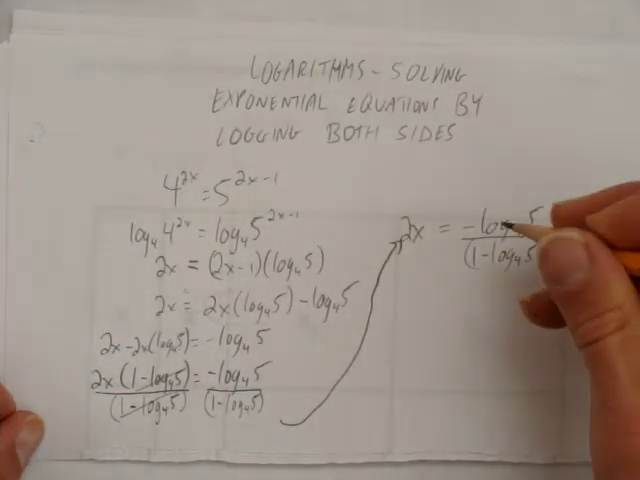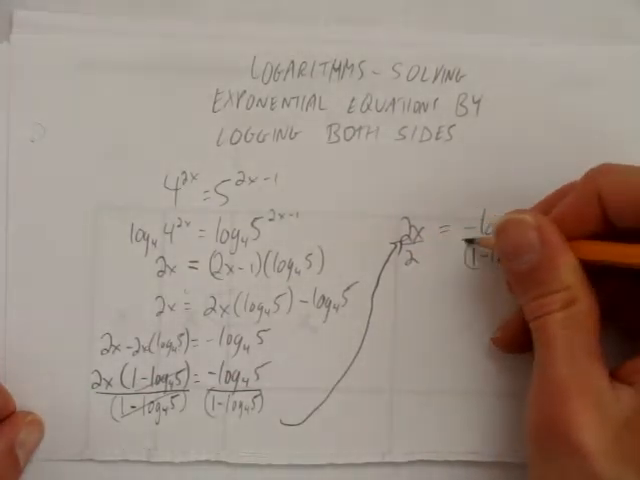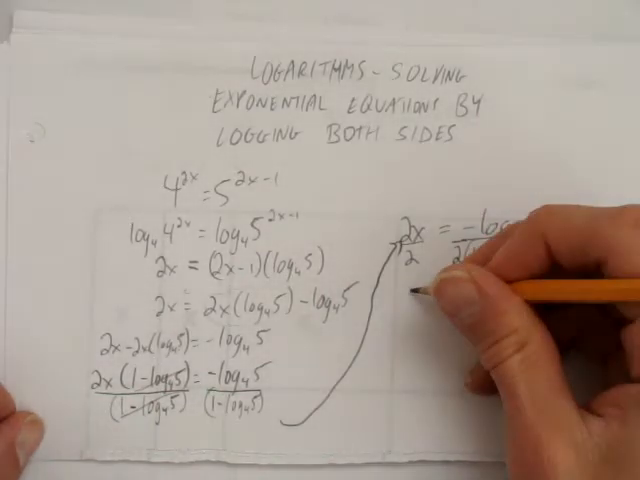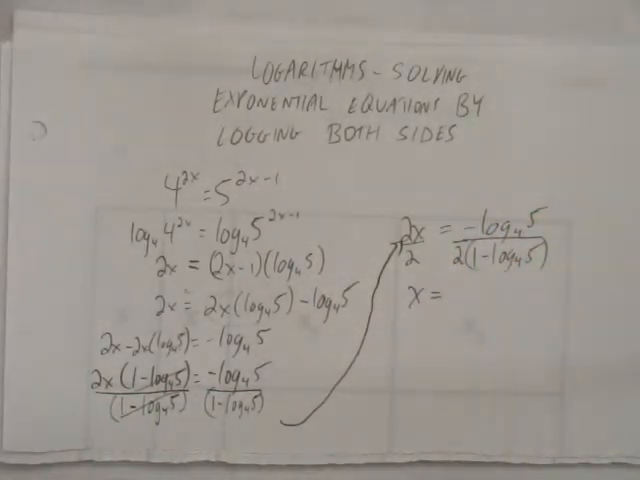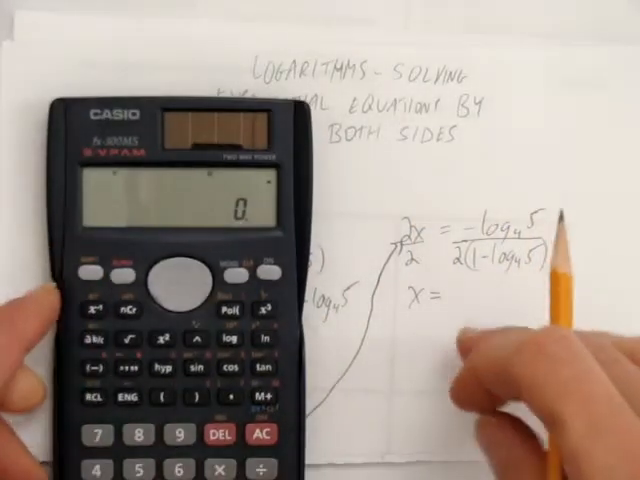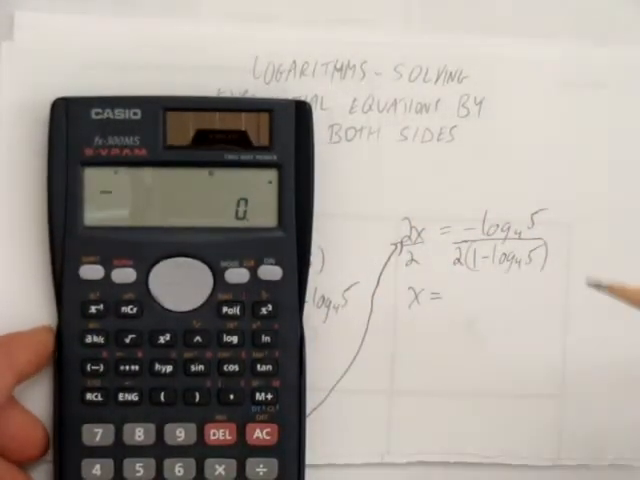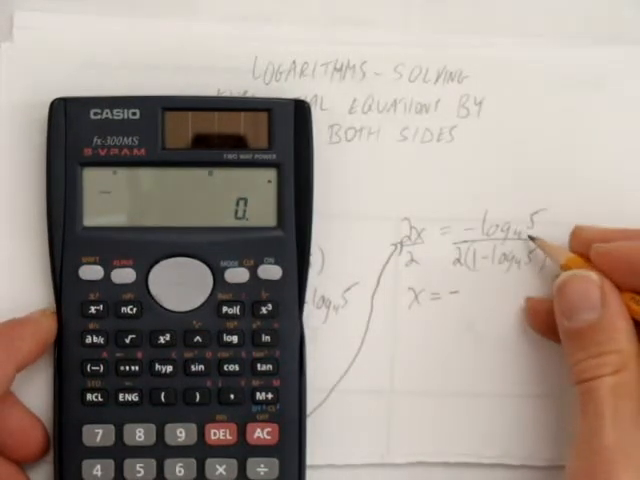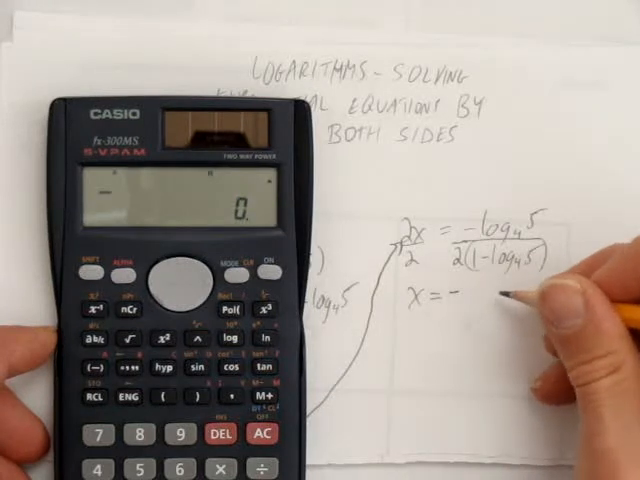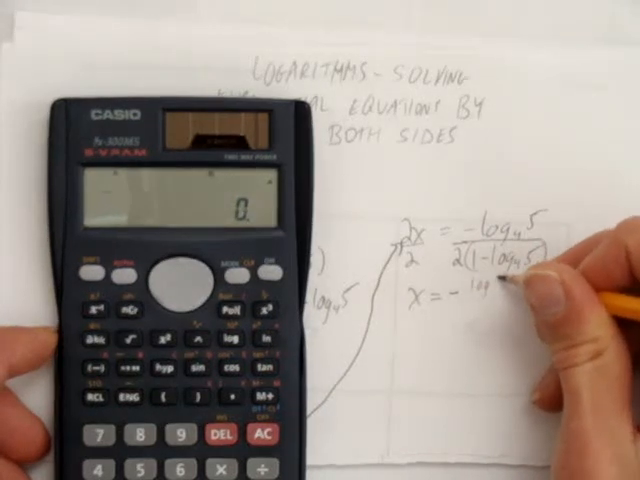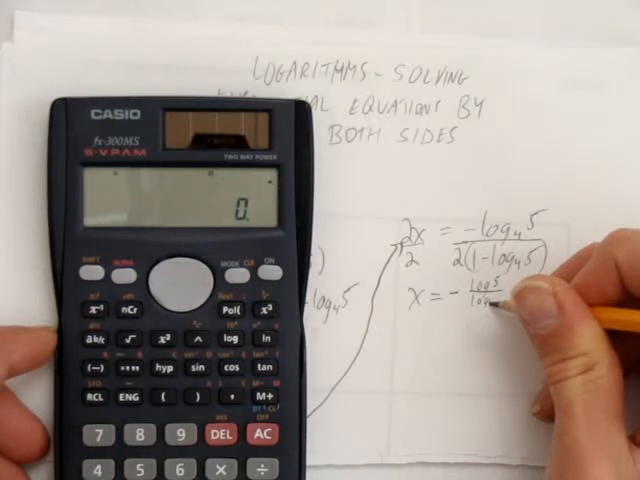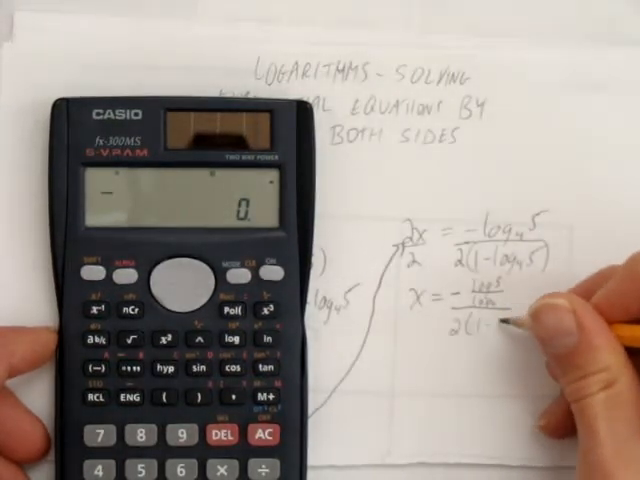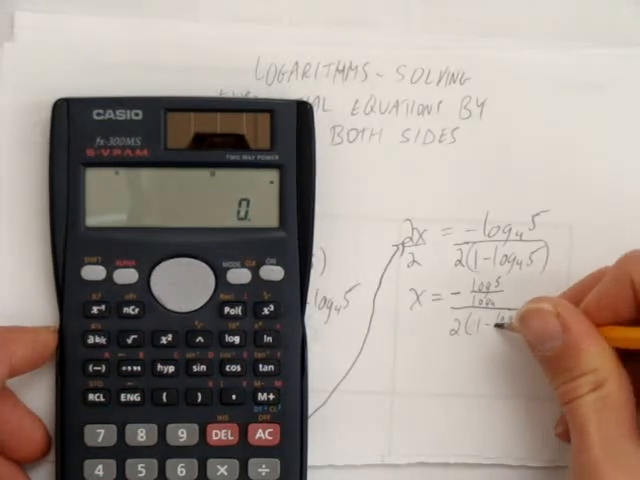So what's left? Just to divide both sides by 2. And when you do that, you just put a 2 on the denominator on the left and on the denominator on the right. And so x equals. And now I'm going to try and calculate that all at once. Maybe that'll be too hard for some of us to follow. So let's do it in pieces then. Negative, and what's log base 4 of 5? That's negative log 5 divided by log 4 all over 2 times 1 minus log 5 over log 4.